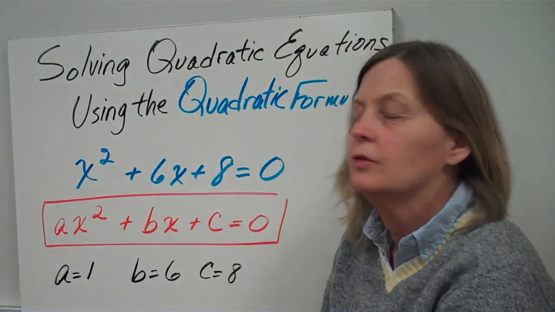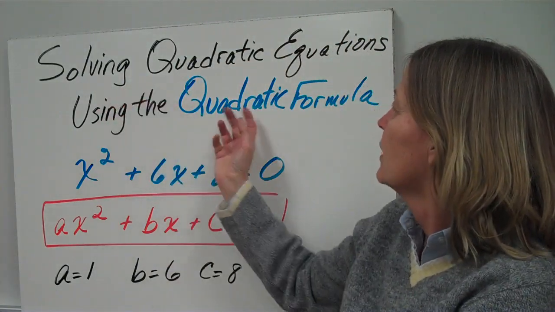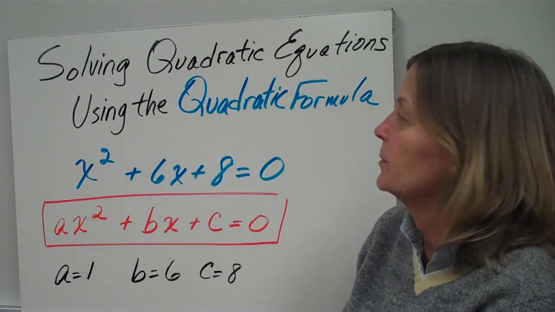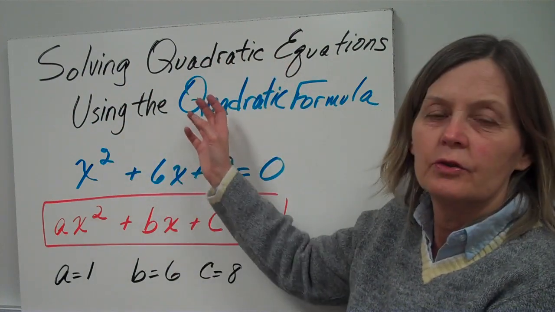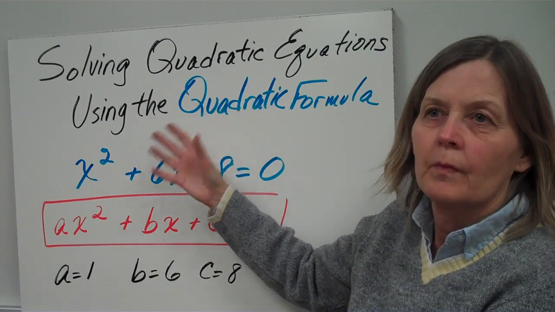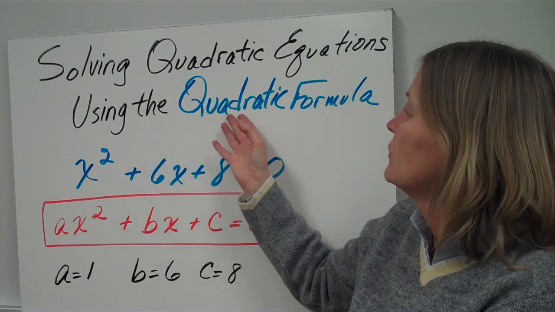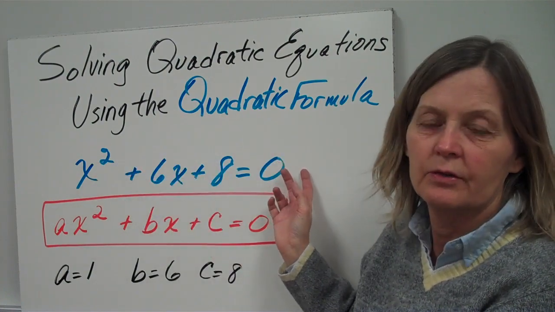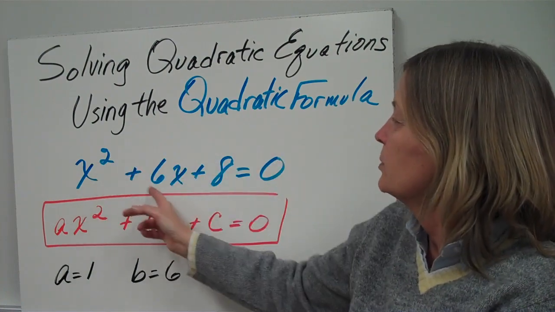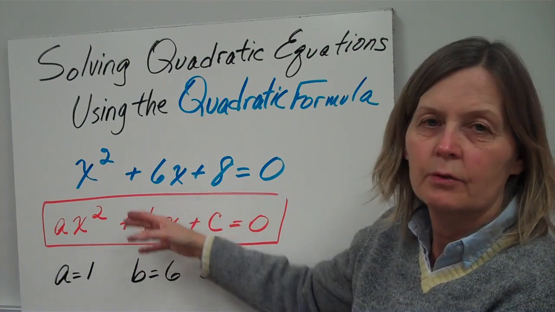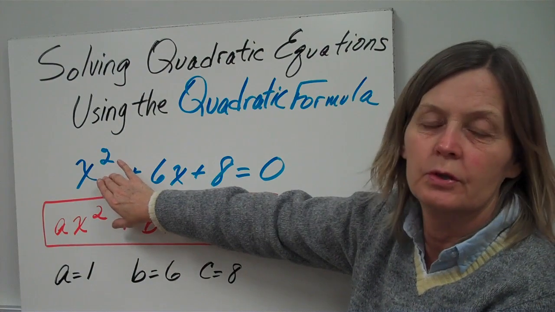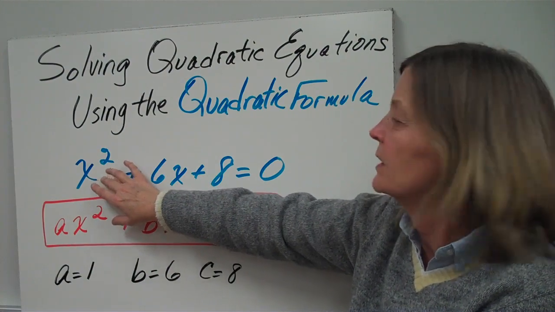This is the second of two lessons on solving quadratic equations, but this time we're going to use the quadratic formula. So let me introduce how we're going to get the values so that we can use this formula and find the solution to a quadratic equation like this. x squared plus 6x plus 8 equals 0 is a quadratic equation. We know that because we have an exponent of 2. So that's the sign that it's a quadratic.